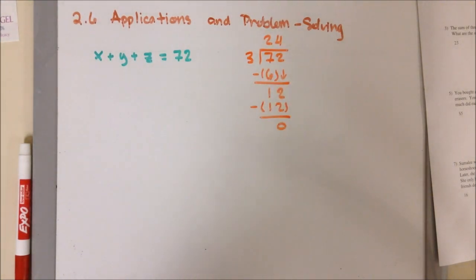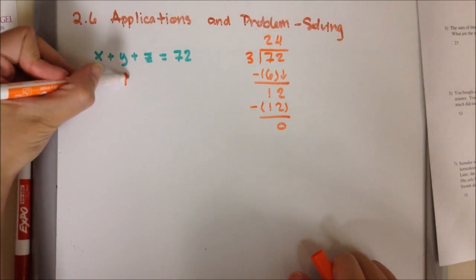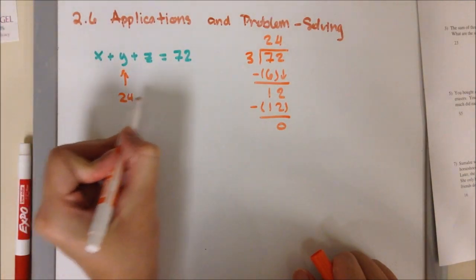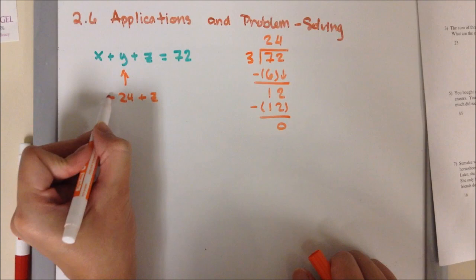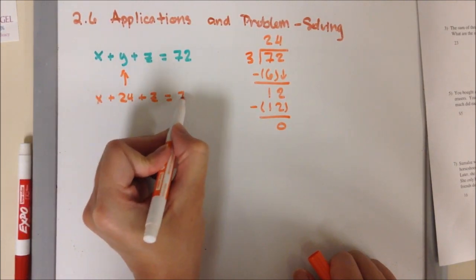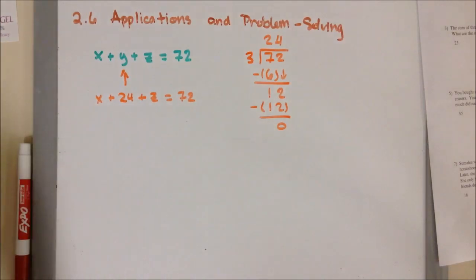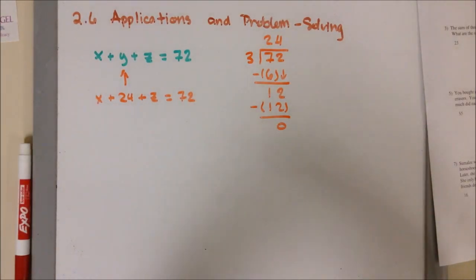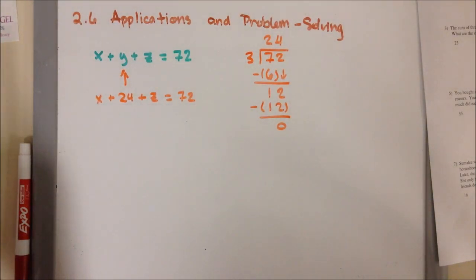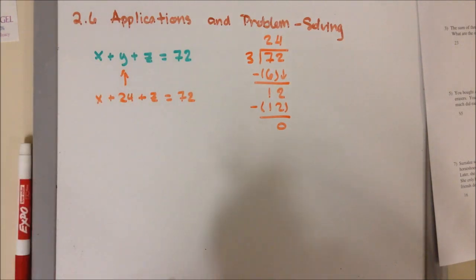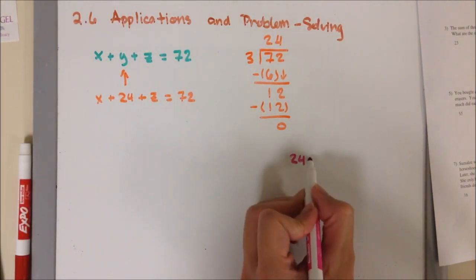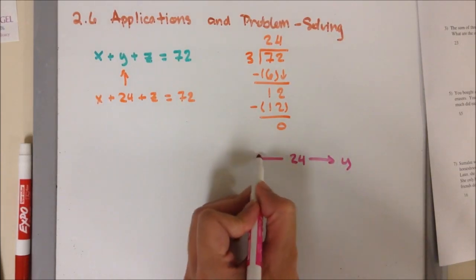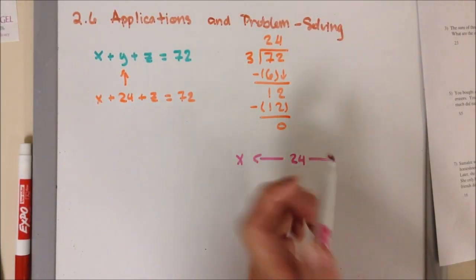Now if we look, 72 divided by 3 is 24. So the answer I get is going to be our middle number. So 24 plus z plus x equals 72. If y is 24, meaning 24 is the middle number, let me write it out. If 24 is the middle number, I'm looking for x, sorry, not y, and z.